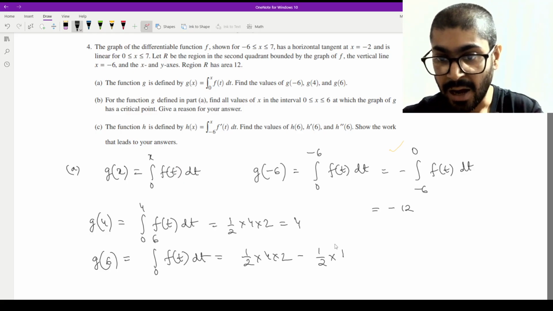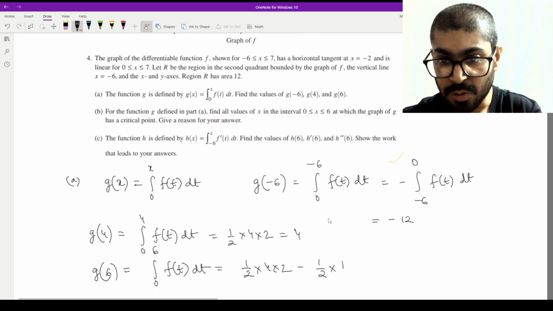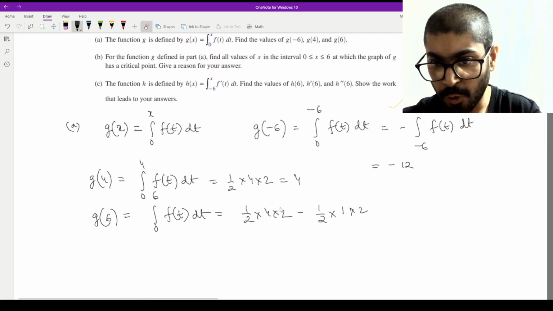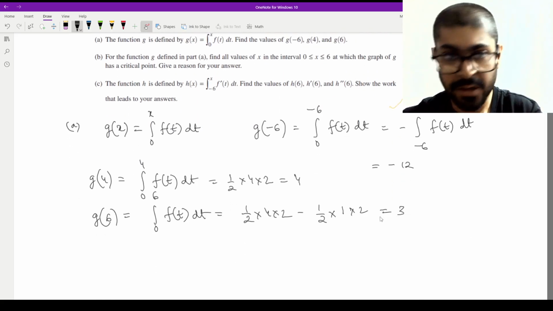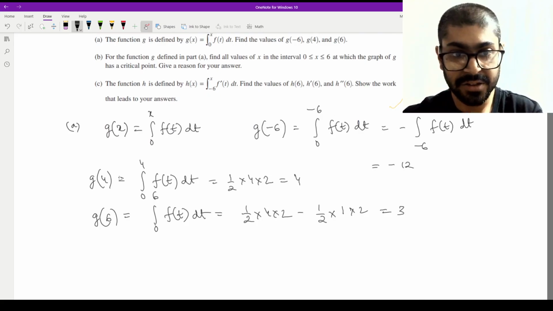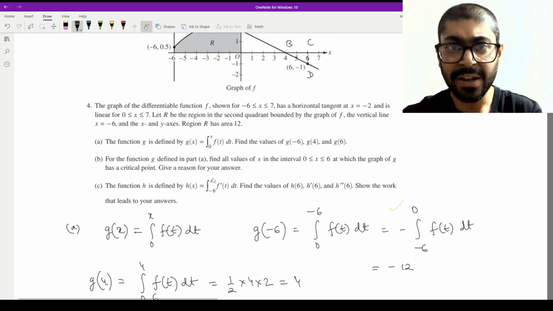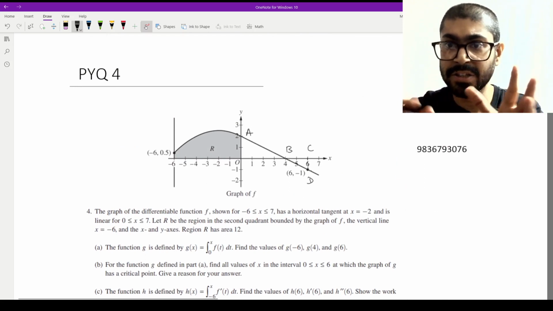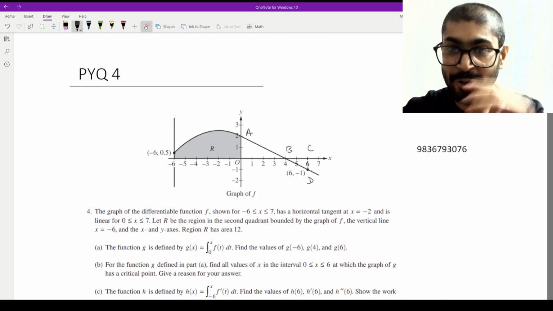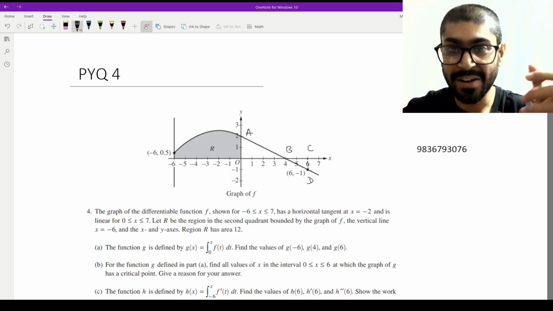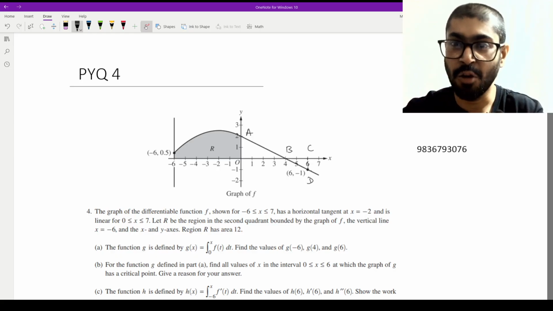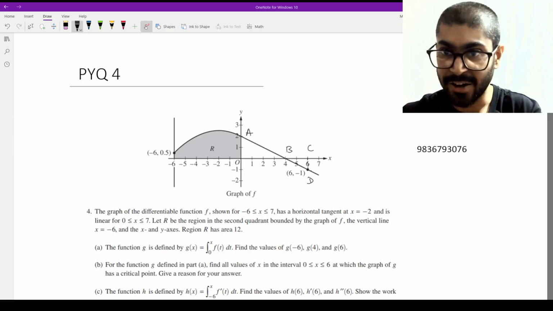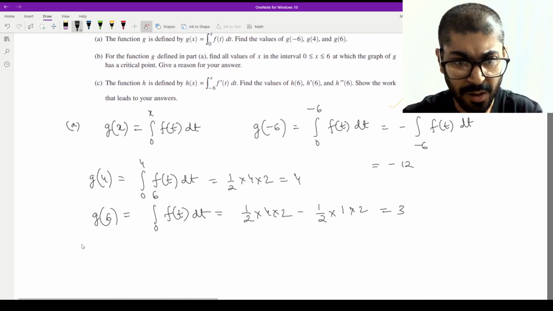Okay, so half into 1 and this is 2. So 4 minus 1, which is 3. Okay, so g of minus 6, g of 4 and g of 6 are calculated. Very easy. They were just the areas of the graph, one of which was actually given to you. Region R was said to be 12, and the others were just applications of the formula of triangles, which we had learnt in the plane figures chapter. Okay, basics of geometry. All right, second portion.